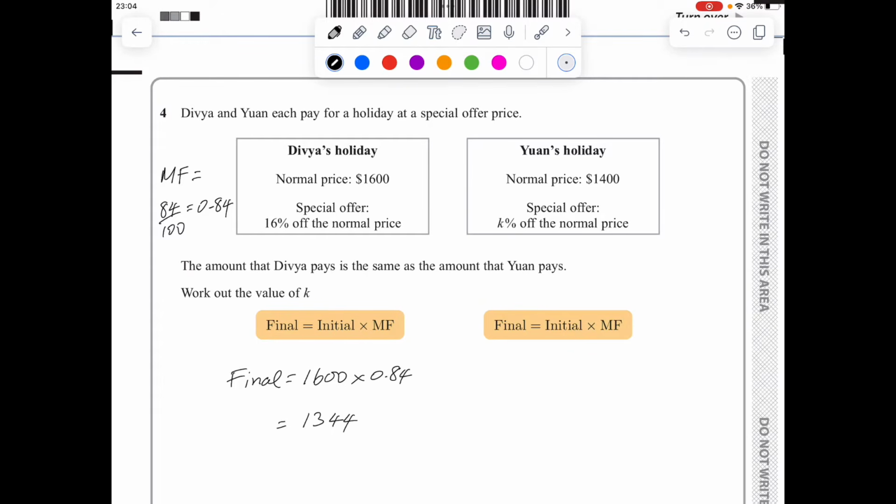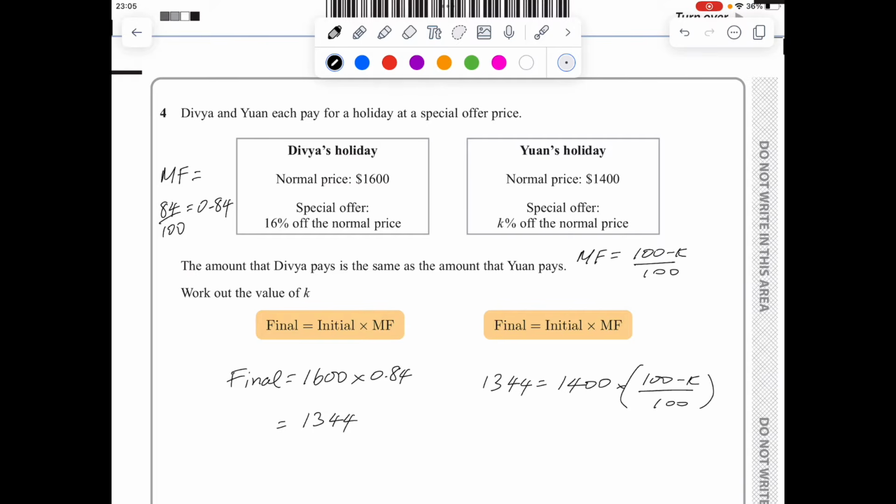1,344. Now for the second offer, I have a reduction of k%, so the multiplying factor is equal to 100 minus k over 100. So 1,344 is equal to the initial amount, which is 1,400 times my multiplying factor, which is 100 minus k over 100. And now I'll need to solve this equation.